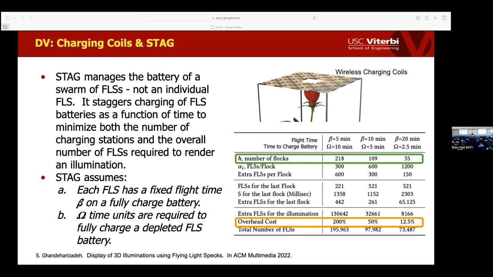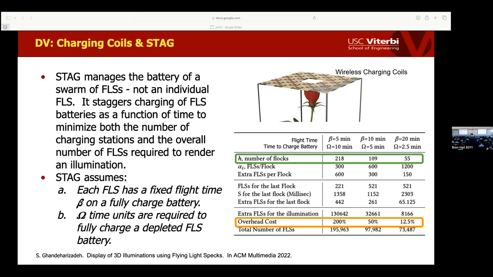The reason this is important is because the ratio dictates the overhead required, the number of extra FLSs required to render an illumination. So with those numbers, that row that requires 65,000 FLSs requires twice as many FLSs to maintain a continuous illumination, where FLSs are continuously charging. They're flying back and forth from the illumination to the charging station to maintain the illumination that is shown.